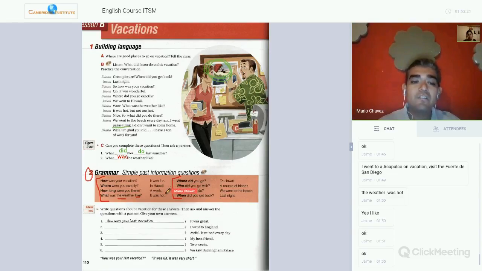It was fun. In Hawaii. A week. It was hot. To Hawaii. Couple of friends. We went to the beach last night. Okay? Very good. All right. Write questions about our vacations for these answers. Then ask and answer the questions with a partner. Give your own answer, okay?